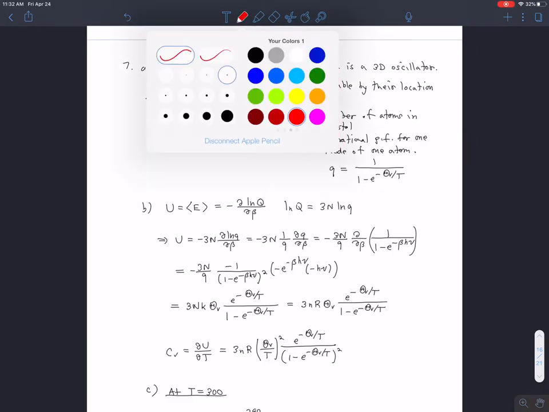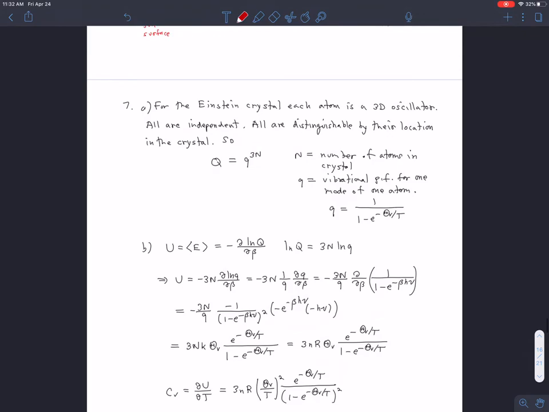So for problem 7, the problem is to work out some of the statistics and thermodynamics for an Einstein crystal. So for an Einstein crystal, you've got a whole bunch of atoms. It only works for atomic crystals, so metals and things like that. Diamond is the case that you always see in the literature.